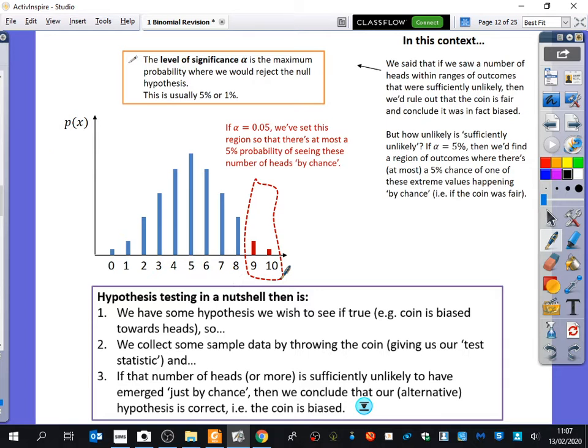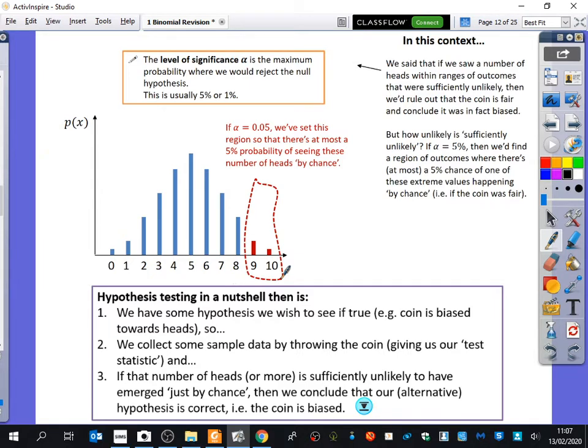It will make more sense when we look at it with some examples, but the idea is comparing how likely it is that something happened by chance versus what the significance level is. And if it's less than that, we say, hang on, something seems up here. There must be something different about the probabilities.